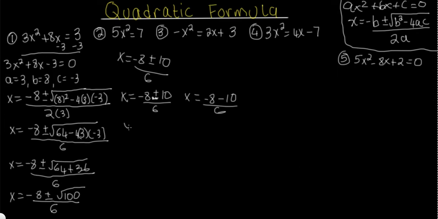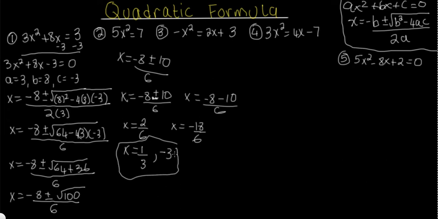Now I just need to work this out. So here I have x equals negative 8 plus 10 is 2 over 6. And then here I have x equals negative 8 minus 10 is negative 18 over 6. Simplify your fraction. You can divide both of these by 2. So 2 divided by 2 is 1, 6 divided by 2 is 3. And this one, negative 18 over 6, is negative 3. So the solution to this equation is 1/3 and negative 3.